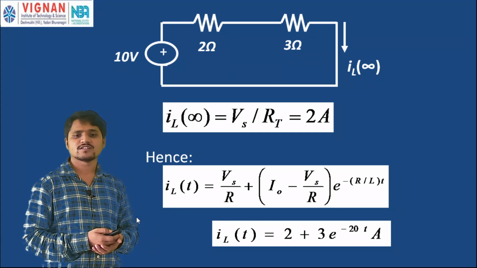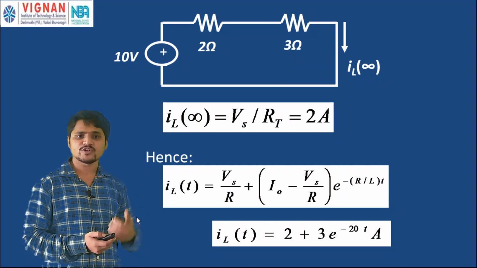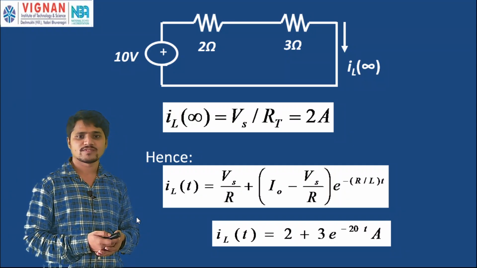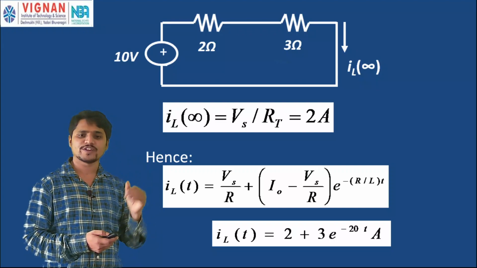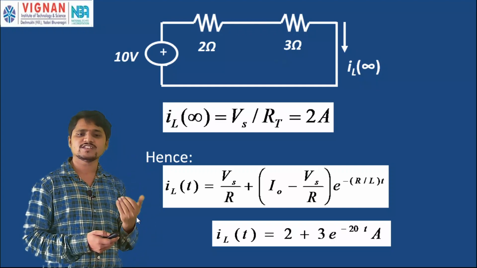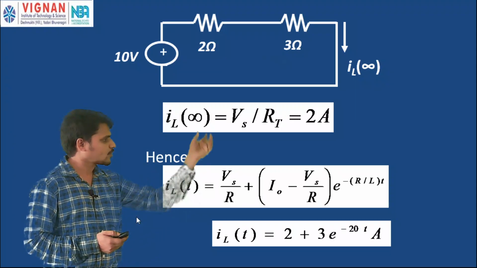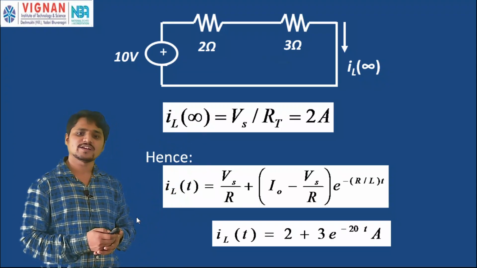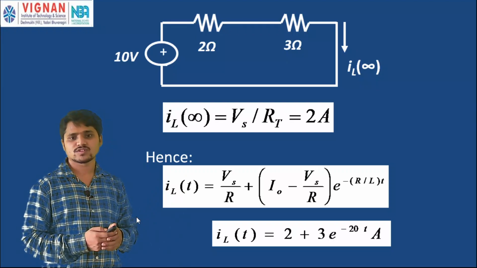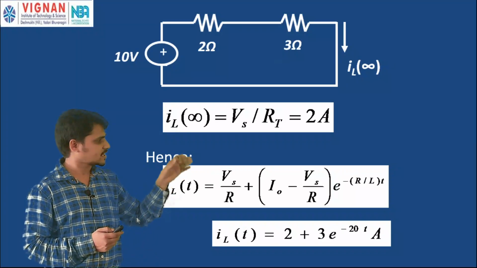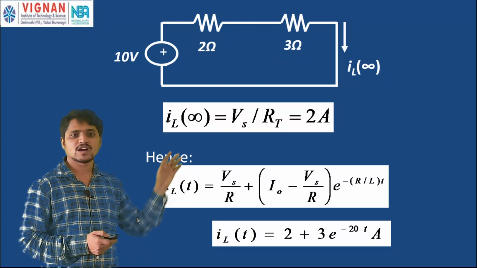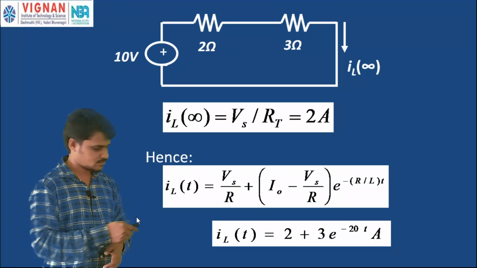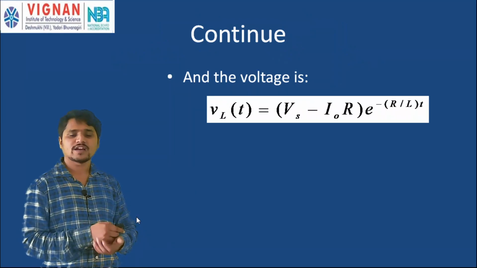So what will you get? 1 by e to the power of infinity is 1 by infinity, which is 0. Therefore, as the time passes, the transient current decreases to 0. Only the steady state current will exist in the circuit, that is 2 amperes. That is our steady state current. Now, and the voltage.